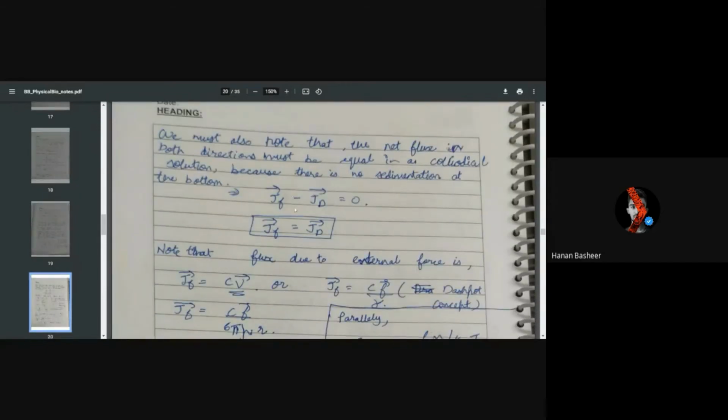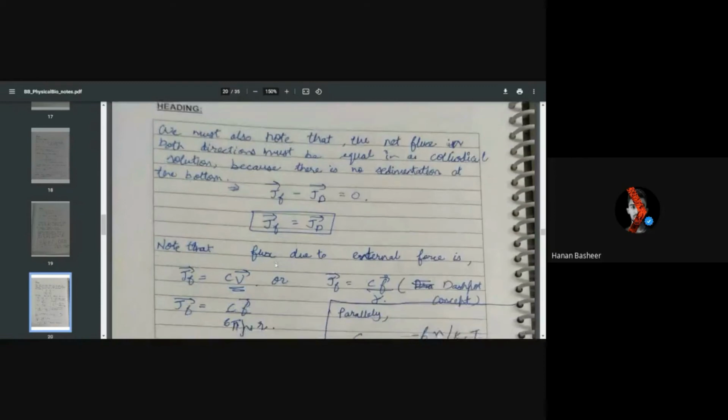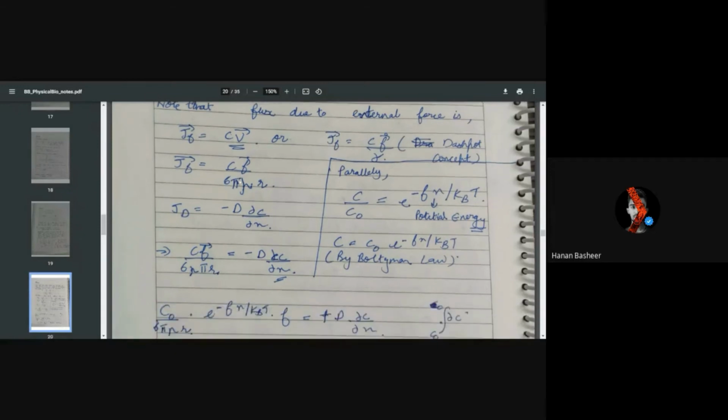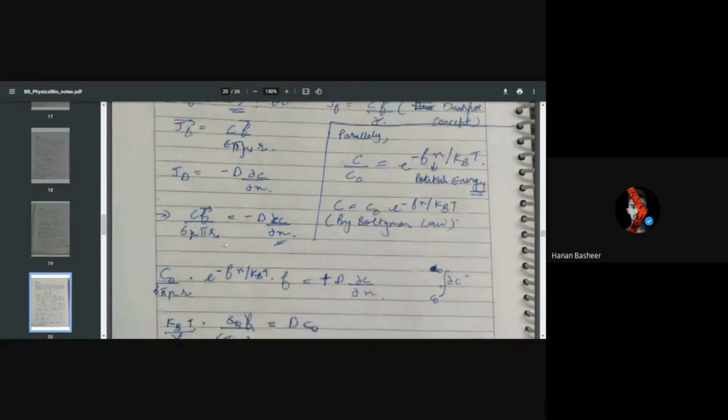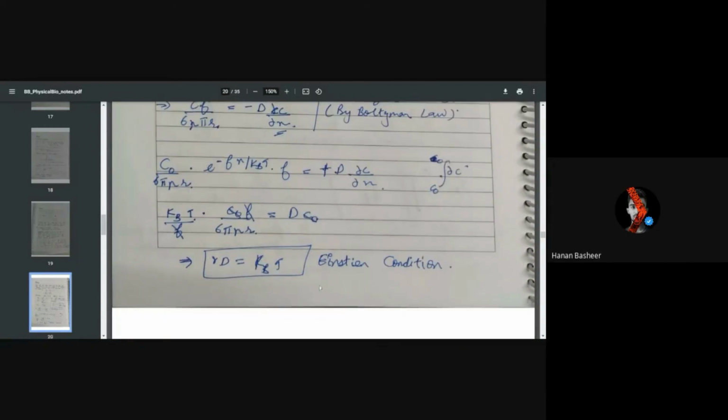So if we ignore the mg, because we are observing in a microscopic world, we get that JF minus JD equal to 0. So the external flux which we are observing is equal to the flux which we observe due to diffusion. So JF is the flux due to the external force, which is cv, and it is equal to cF by 6 pi eta r, which we have derived before. And then JD is due to diffusion, which we know from the equation is equal to minus D into the concentration gradient. And when we equate both of them and plug in the value of c and solve it further, we get this Einstein's relation, which is gamma D equal to kBT.